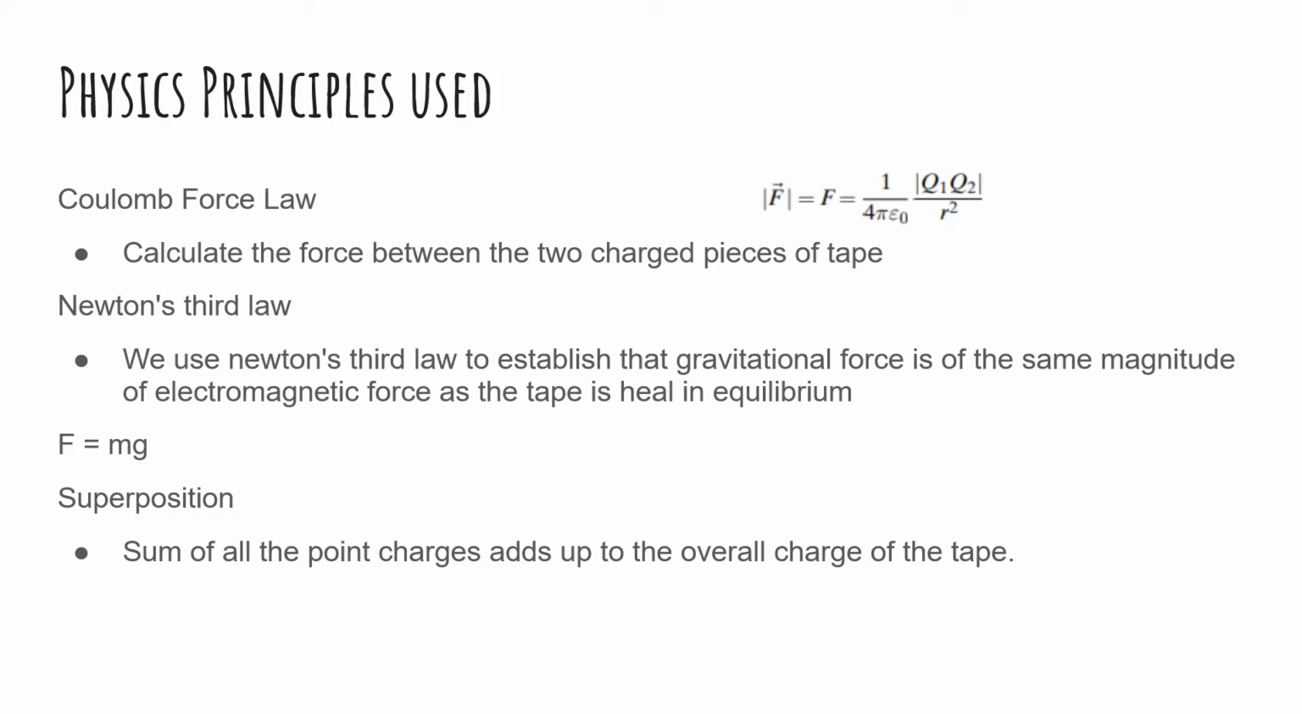We also used F equals mg. This is because we knew that when the object was in equilibrium, the gravitational force was equal to the electromagnetic force, and the gravitational force was the weight of the tape. And the weight of the tape was the mass times the Earth's gravitational constant.